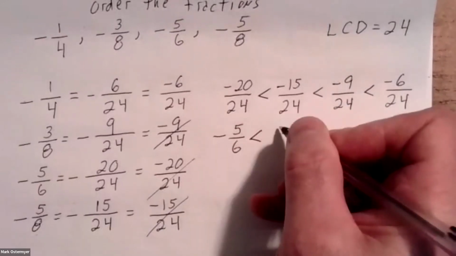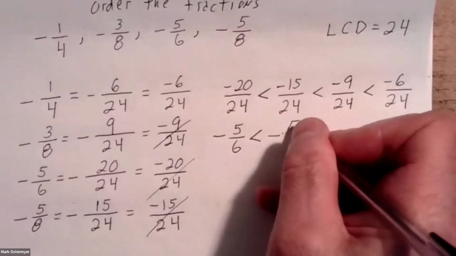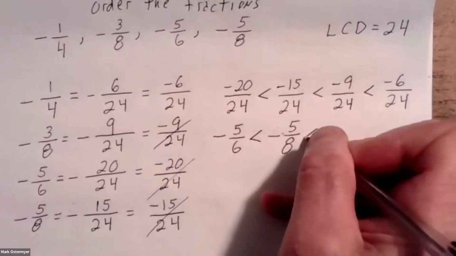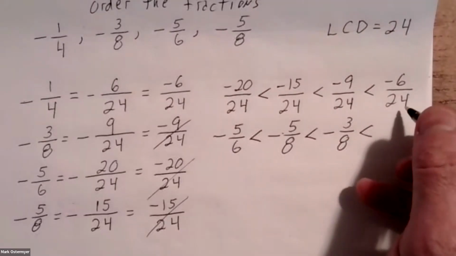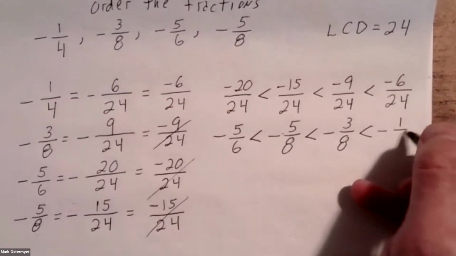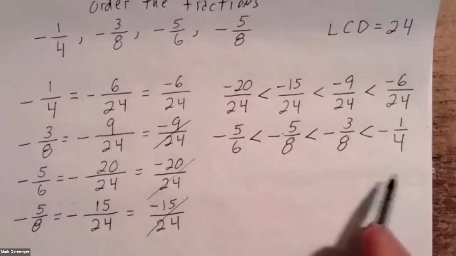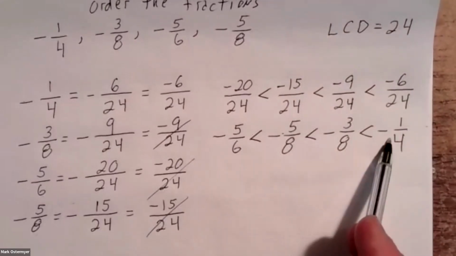Therefore, if you want to bring back your equivalent original fractions, you would say that -5/6 is less than -5/8, which is smaller than -3/8, which is less than the largest fraction, -1/4. And there you go. See how we ordered those from smallest to largest, left to right.